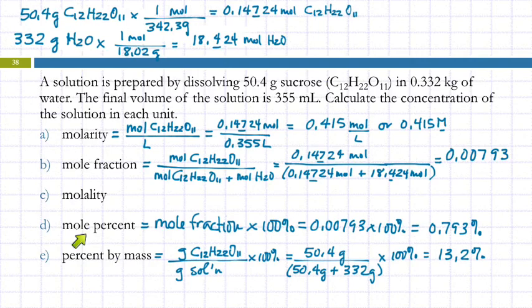Notice that the mole percent and the percent by mass are very different. And that's because the molar mass of these two things is very different. We have less sugar than water, but the sugar has a much higher mass. And so when we do a mass percent, we get a much higher percentage than when we're just comparing the moles. And then we've got molality.